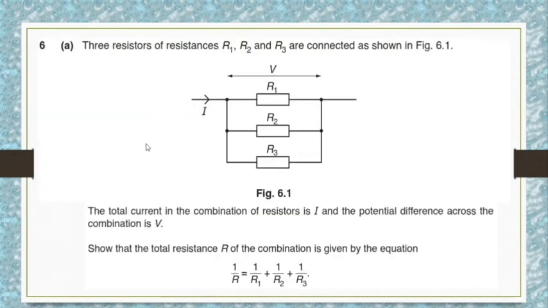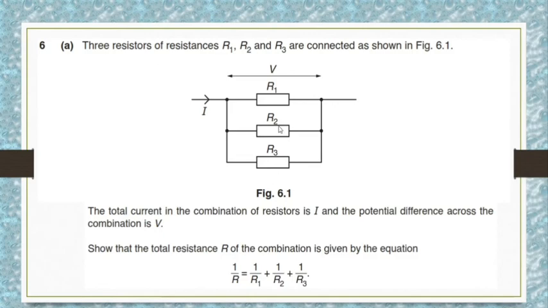Now, number 6. Three resistors of resistances R1, R2, and R3 are connected as shown. They are connected in parallel. The total current in the combination of resistors is I, and the potential difference across the combination is V. So if they are connected in parallel, then all get the same value of potential difference V. We want to show that the total resistance can be given by this equation.